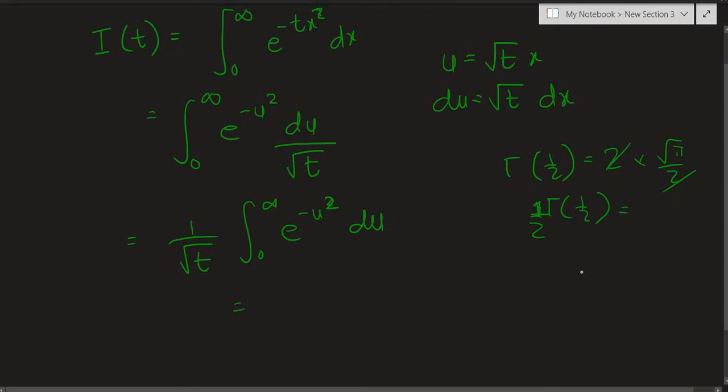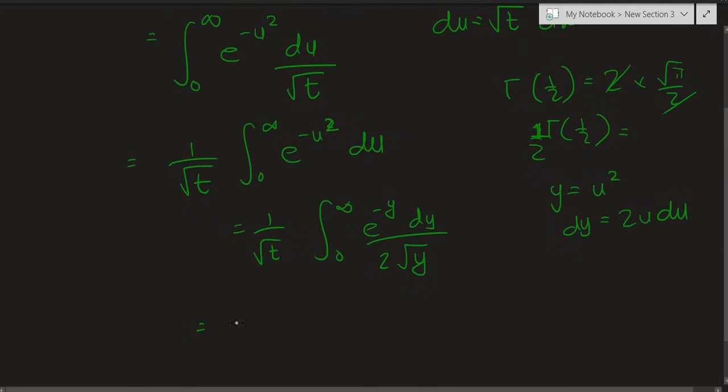So fine, let's do this for now. If we have y equals u squared, we have dy equal to 2u du. So we have 1 over square root of t as it is, integral from 0 to infinity, upper and lower bounds as it is, e raised to negative y, and instead of du we have dy over 2 times square root of y.